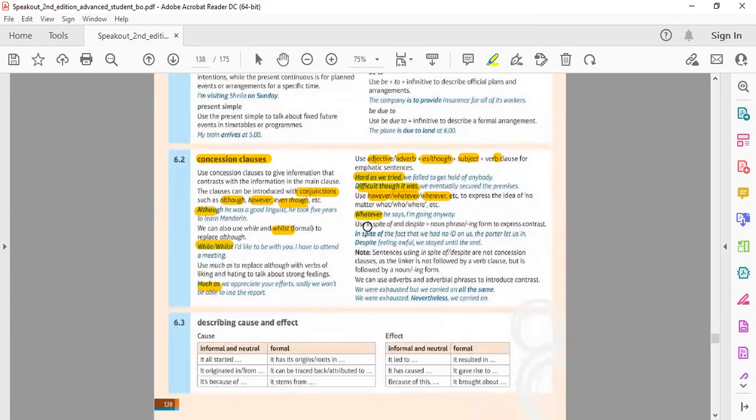Now, just to have this: "in spite of" and "despite" plus a noun phrase or the -ing form. This is where I needed to emphasize for you guys, to express contrast. "In spite of the fact that we had no ID on us, the porter let us in." "Despite feeling awful, we stayed until the end."